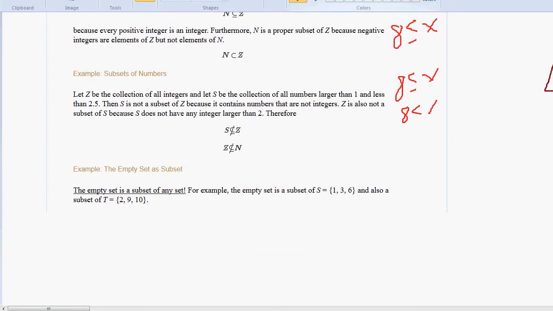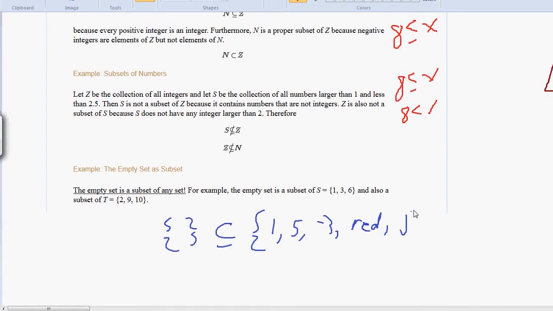Alright, the last thing I want to point out is that the empty set is a subset of any set, which just means that if you have a set here that's completely empty, nothing in it, then it would be a subset of any other set. So it doesn't matter what you put in here. You could put 1, 5, -3, the color red, some guy named John. Whatever's in this set, the empty set is going to be a subset of that set.